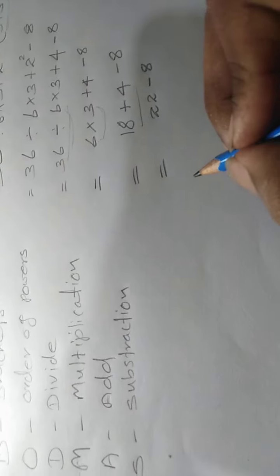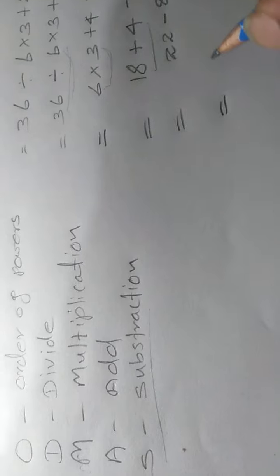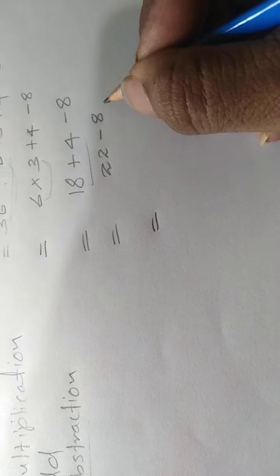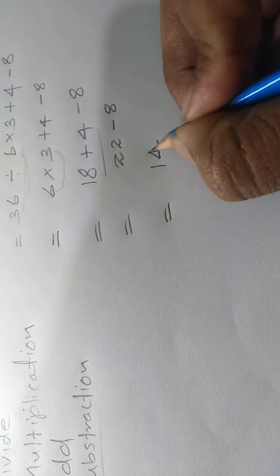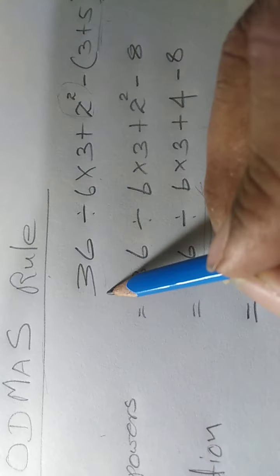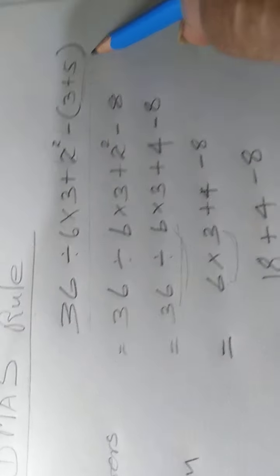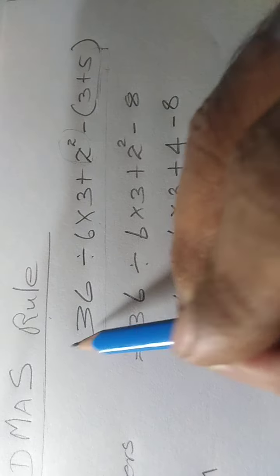Then last is subtraction. 22 minus 8, what is it? The answer is 14. This is the final answer of this whole equation, solved according to the BODMAS rule.